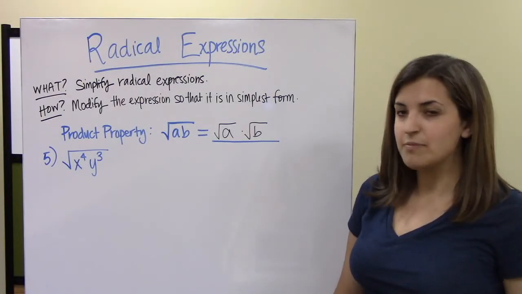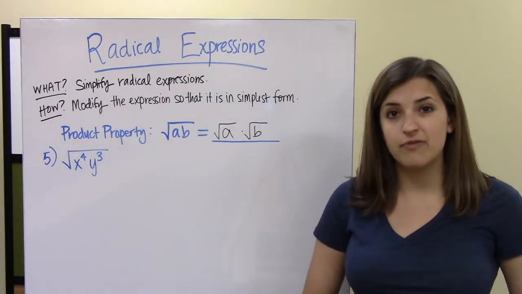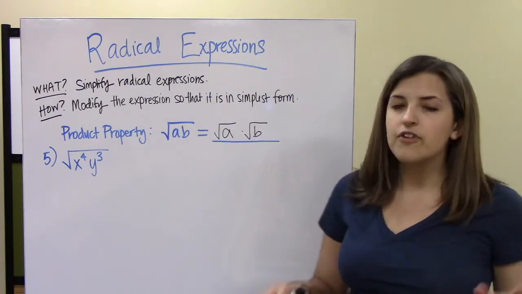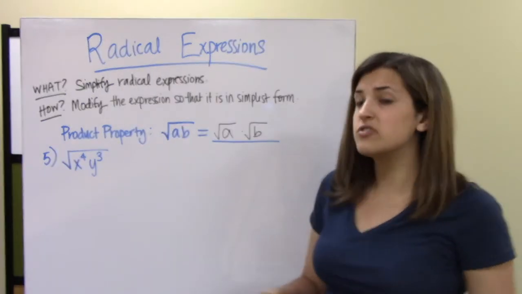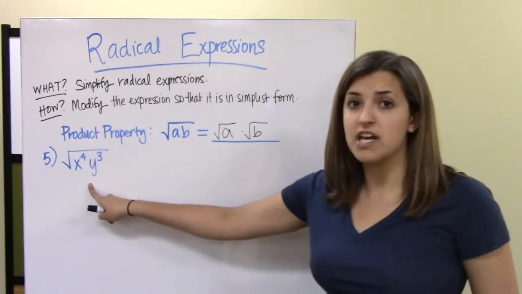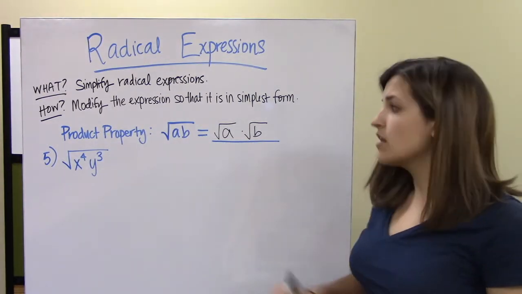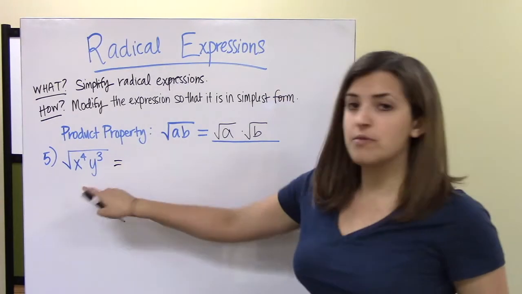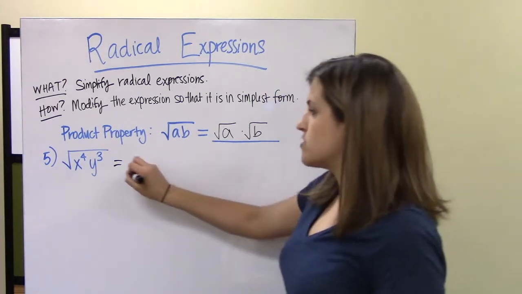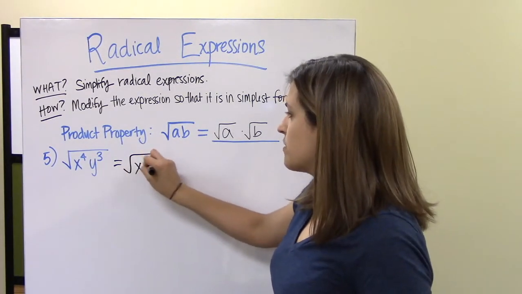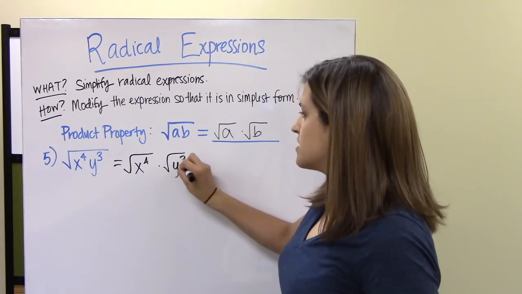Let's try another. All right, in number 5, we have the square root of x to the 4th times y to the 3rd. For the purposes of this problem, let's assume that all of these variables represent positive numbers, so we don't need any absolute values in the end. All right, so because these two are multiplied, we can separate them. So we'll get the square root of x to the 4th times the square root of y to the 3rd.